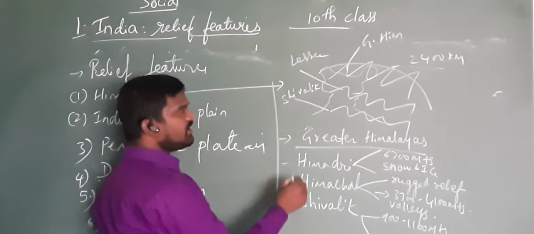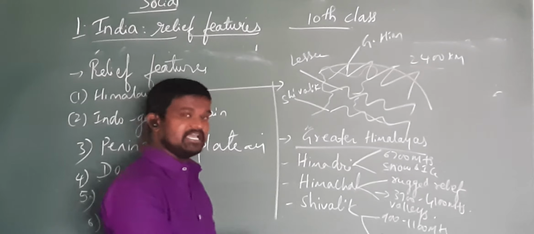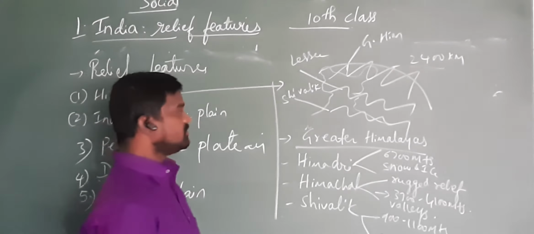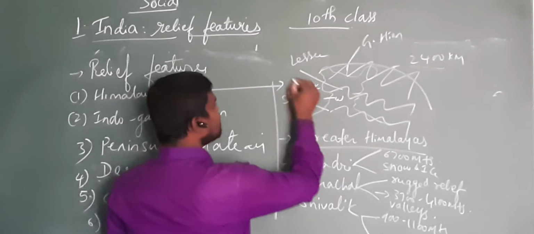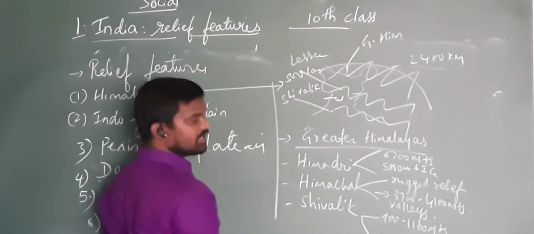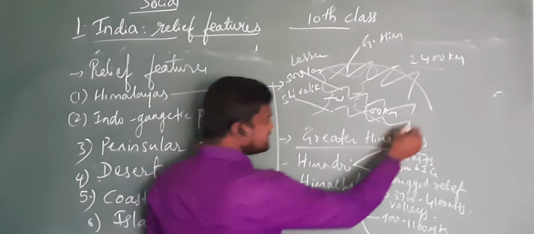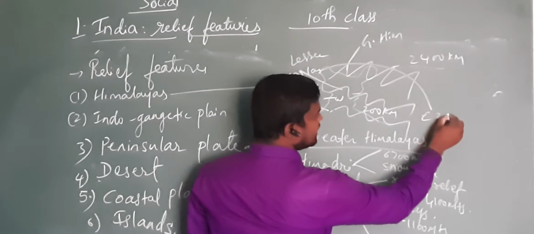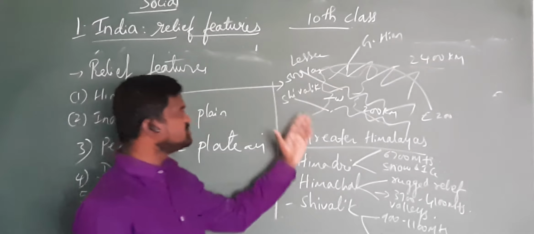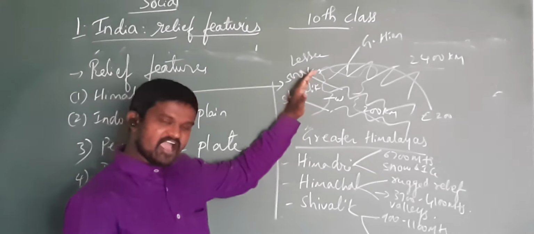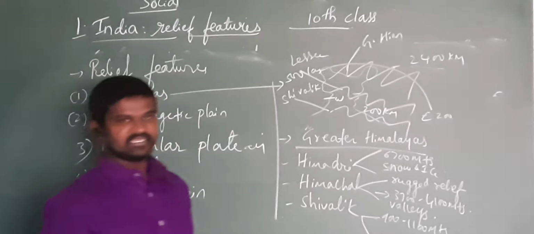The Himalayas vary across the region, even in width and height. There are width variations: in the western side 500 kilometers, in the central side 200 kilometers, and in the eastern side 200 kilometers. These are the width variations across the regions. Western side 500 kilometers, central and eastern side 200 kilometers.